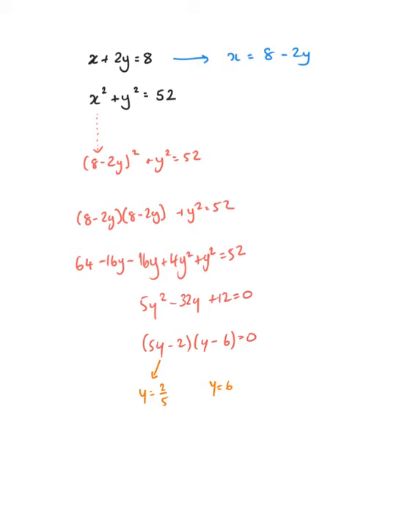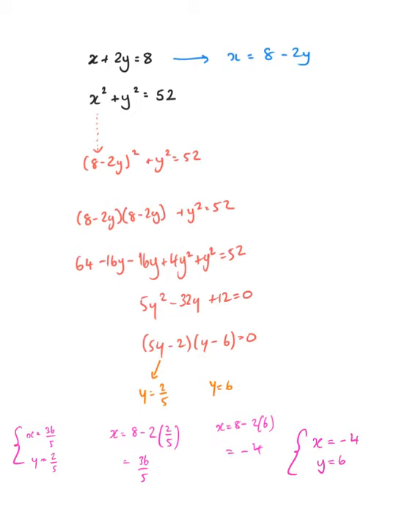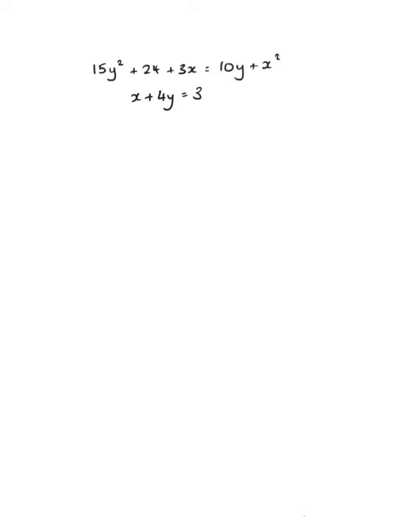And we need to have an answer for x for both of those. Now we know that x is equal to 8 minus 2y, so x here would be 8 minus 2 lots of 2/5, which is 36 over 5, and here x is going to be 8 minus 2 lots of 6, which is minus 4. So I've got two pairs of solutions. I get x equals 36 over 5, y equals 2 over 5, and our second solution is x equals minus 4 and y equals 6.